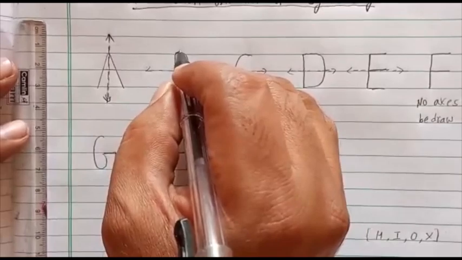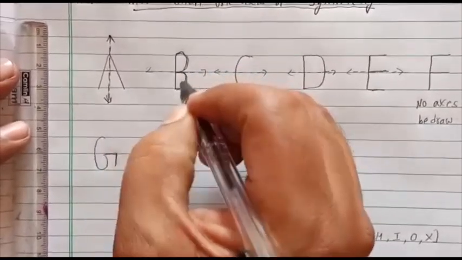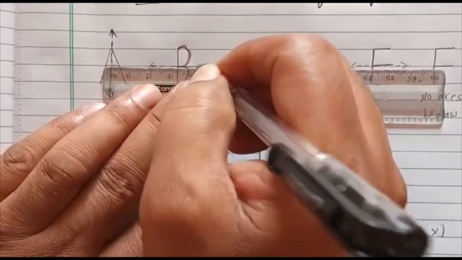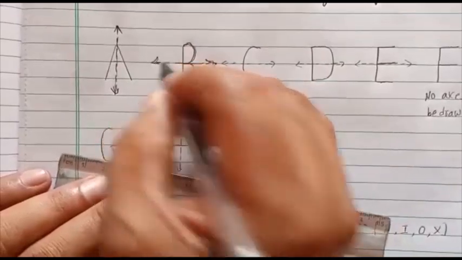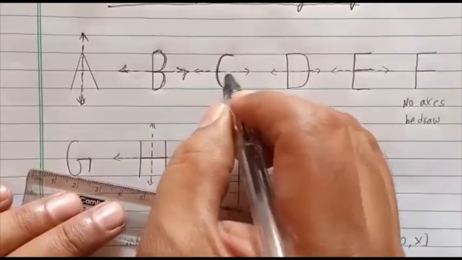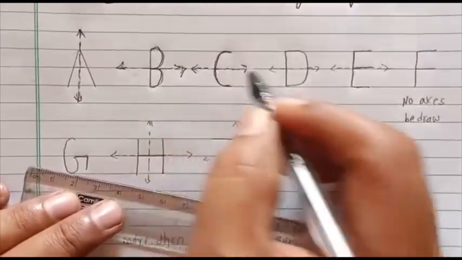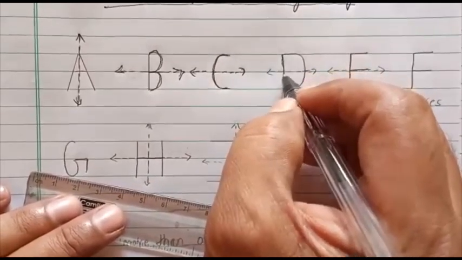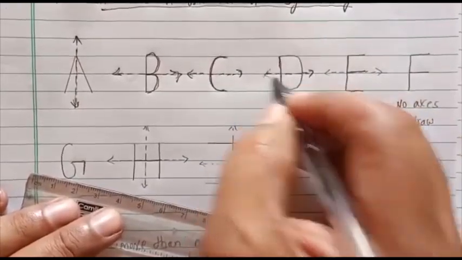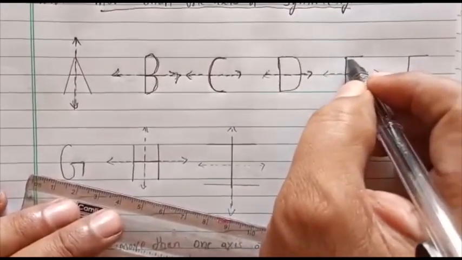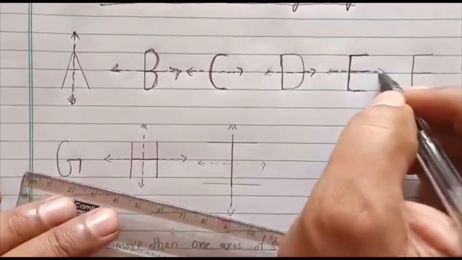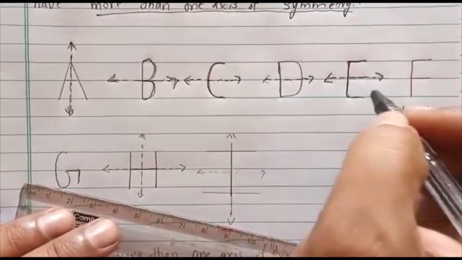Now come to the letter B. How many symmetry axes are there in B? There is one symmetry axis. Now for the letter C, in C also there is one symmetry axis. Now what about D? Write the letter D. In D also there is one symmetry axis. Now write the letter E. In E, how many symmetry axes? In E also only one symmetry axis.